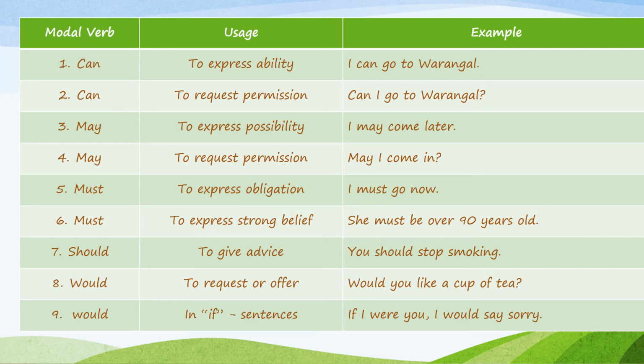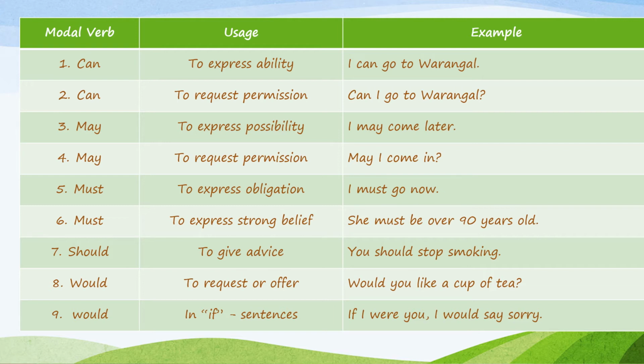Third one, to express possibility, that is may. May is used to express possibility. I may come later. And the fourth one, may, to request permission. May I come in? Students, this is a familiar sentence to you. And in the fifth one, must, to express obligation. For example, I must go now.